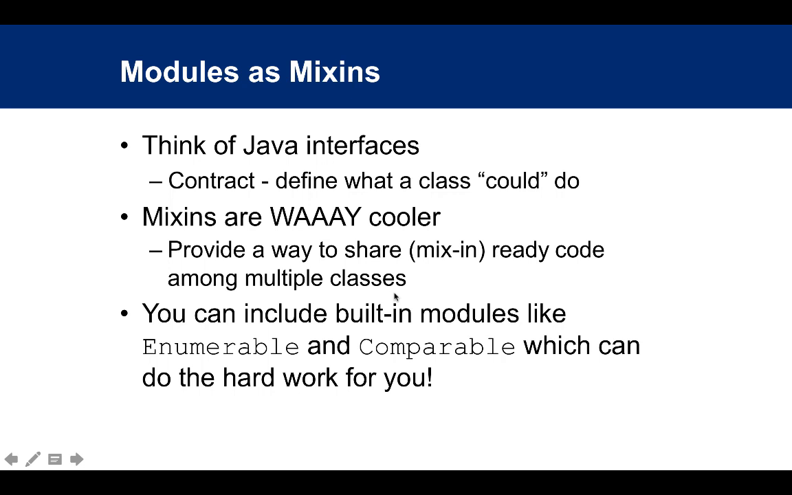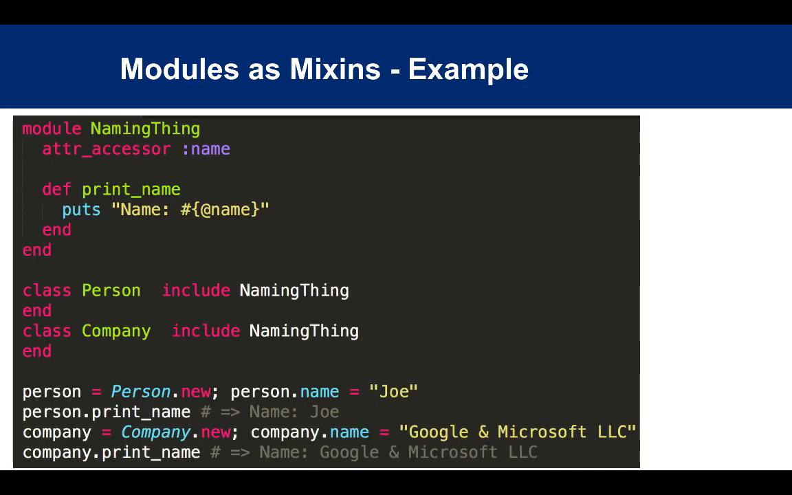So this sort of serves this idea of multiple inheritance. You can inherit from only one class, but you could have multiple modules mixed in. And then the cool part is that you could include built-in modules from Ruby, like Enumerable or Comparable, which can do all the hard work for you and add a lot of behavior to your class out of the box.